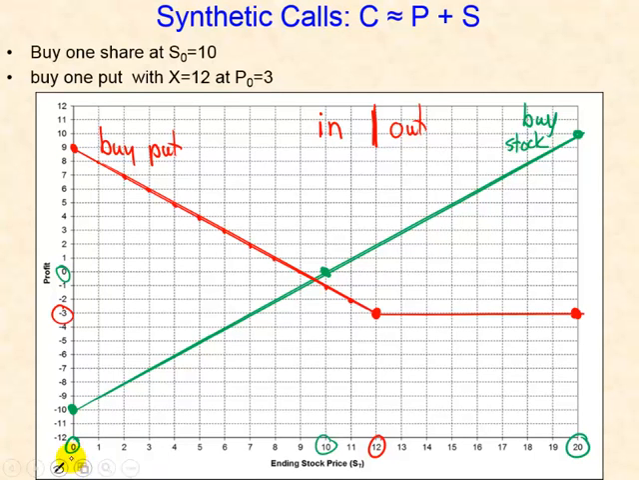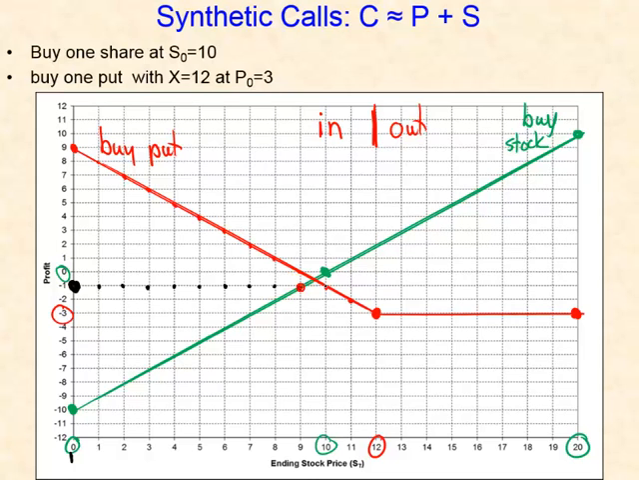We'll start here at a stock price of 0. I've got +9 on the put, -10 on the stock. That gives me a combined profit of -1. I'll show you a little shortcut here. My red line is downward sloping, my green line was upward sloping, so those things are going to cancel each other out. Our profit will be constant.